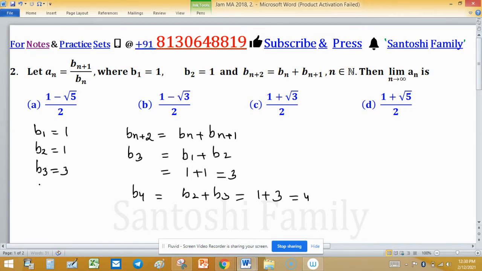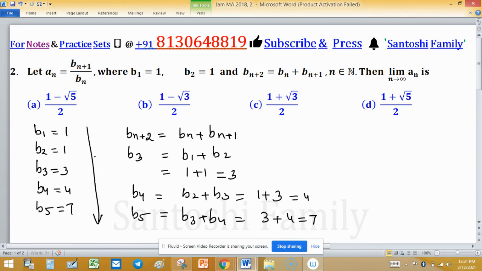b_3 is 2, b_4 is 3, and b_5 you can see here is b_3 plus b_4. b_3 is 2 and b_4 is 3, so that is 5. So b_5 is 5. You can check that b_n increases rapidly as n increases.